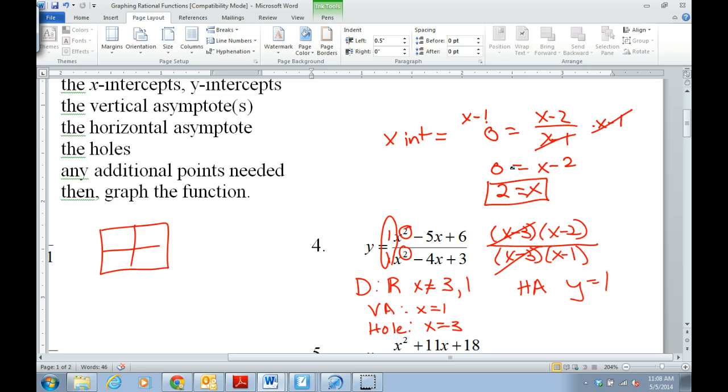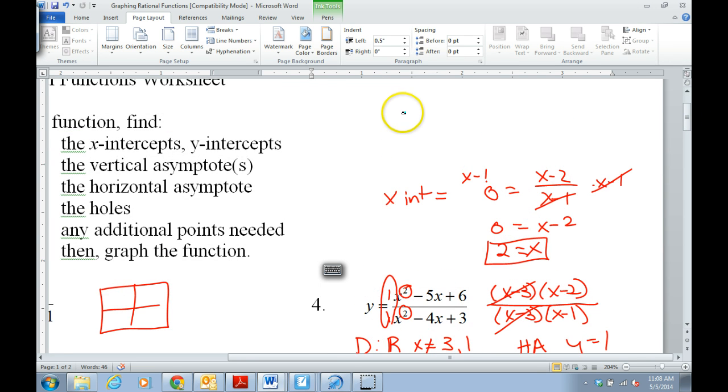Now, if I want to check for my y-intercept, I don't have a lot of room here, do I? Y is going to be, notice I'm going to replace all my x's with 0. So x squared becomes 0, minus 5 times 0, which is 0, plus 6 over 0 minus 0 plus 3. So what is my y-intercept? 2.